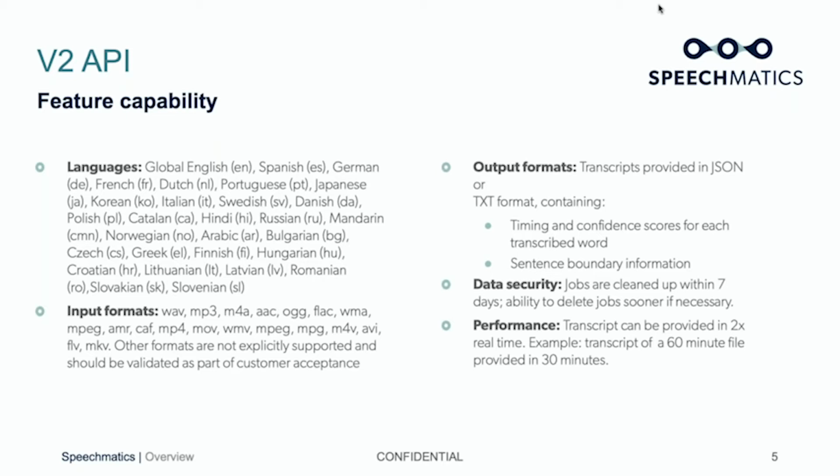So the jobs that you would submit onto the new API are available for up to 7 days. So we keep them on the service for 7 days at the moment. If you have data retention rules that are stricter than this, then you can go in and manually delete jobs as necessary. So we can talk about that.